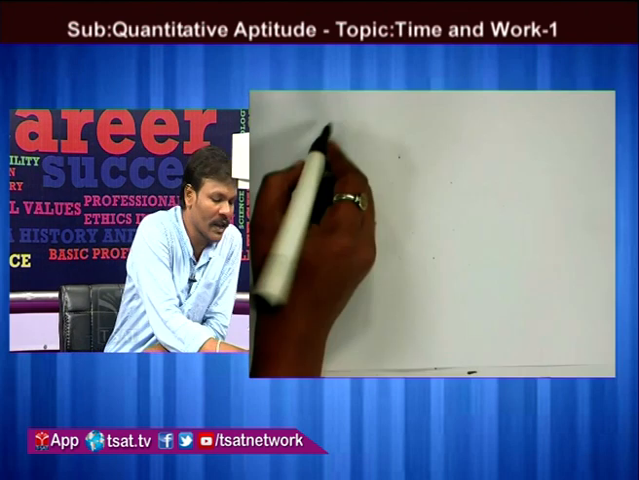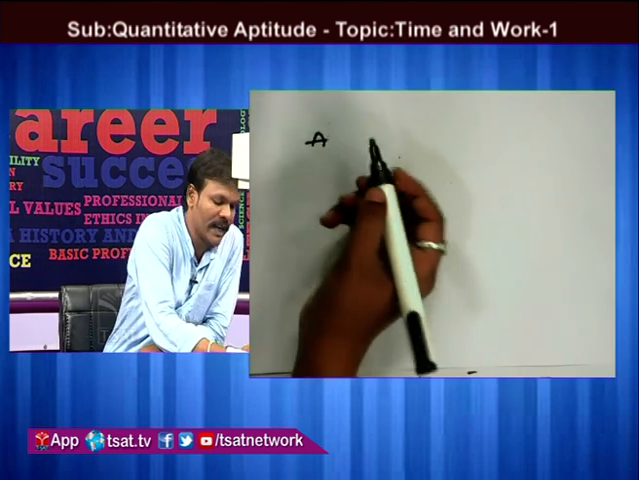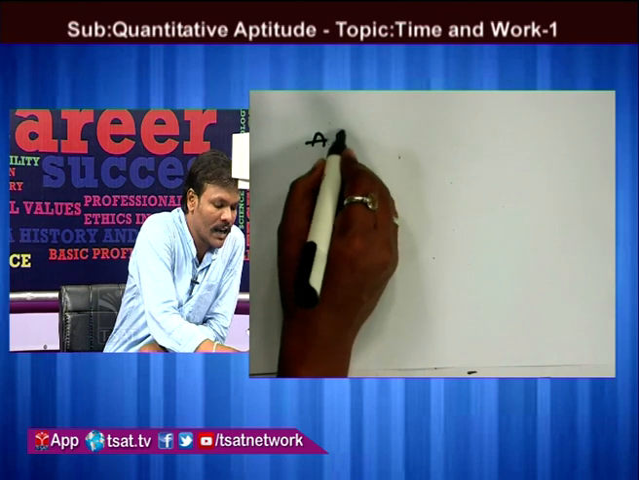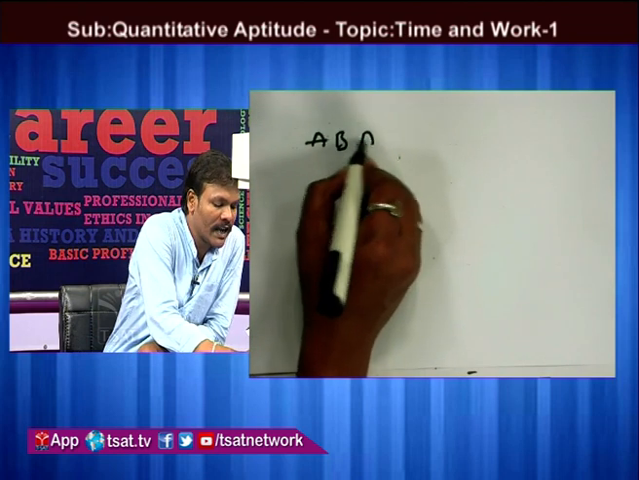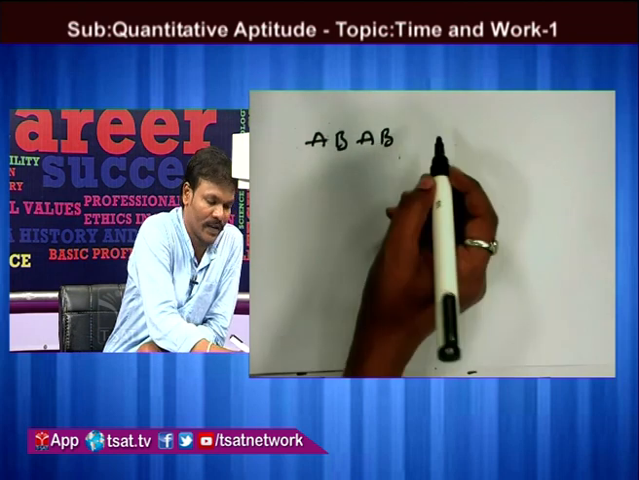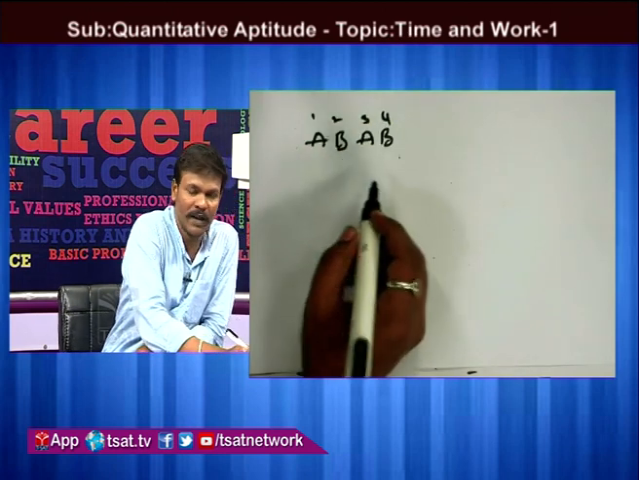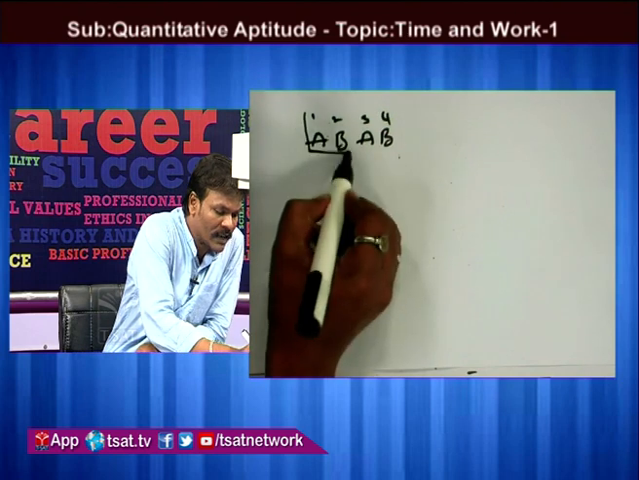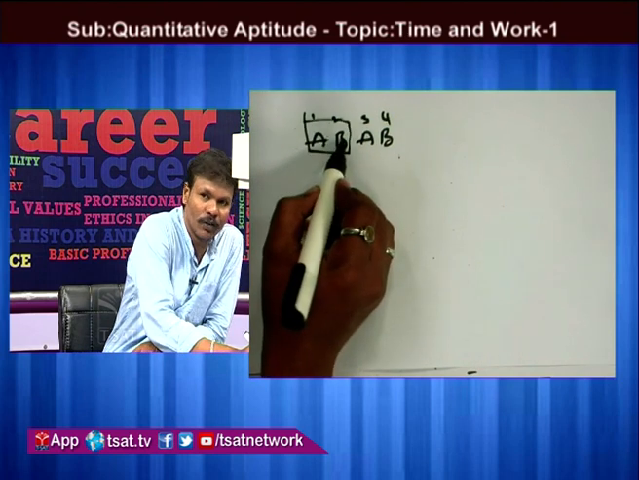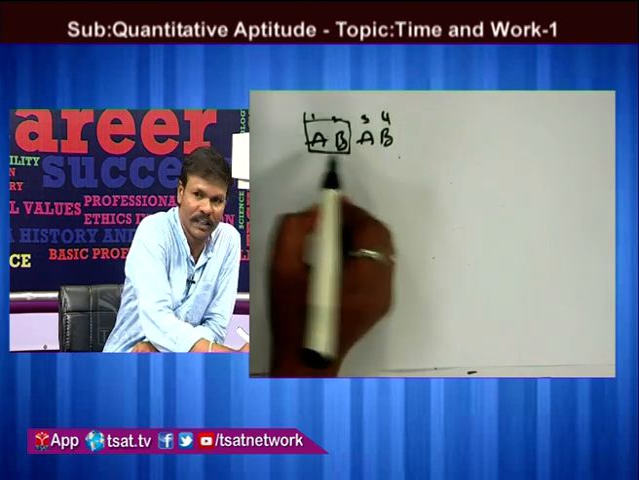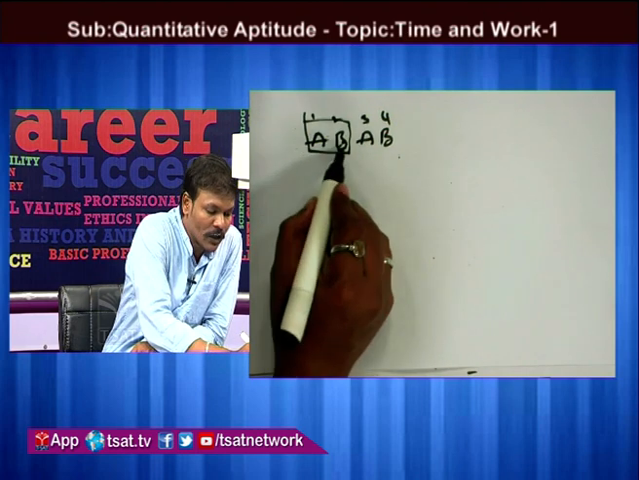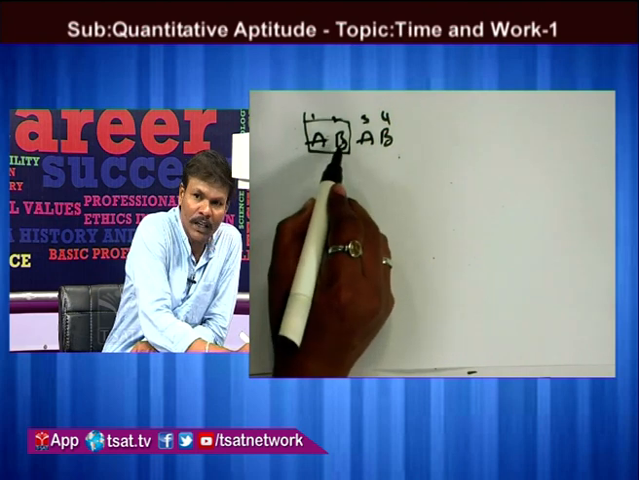That means in the first day A started the work, on the next day B continues, on the next day A, on the next day B. This is that. So, first day, second day, third day, fourth day. That means for every 2 days, a group of A and B working together. It is easy to understand. So, in the 2 days A and B are working together.